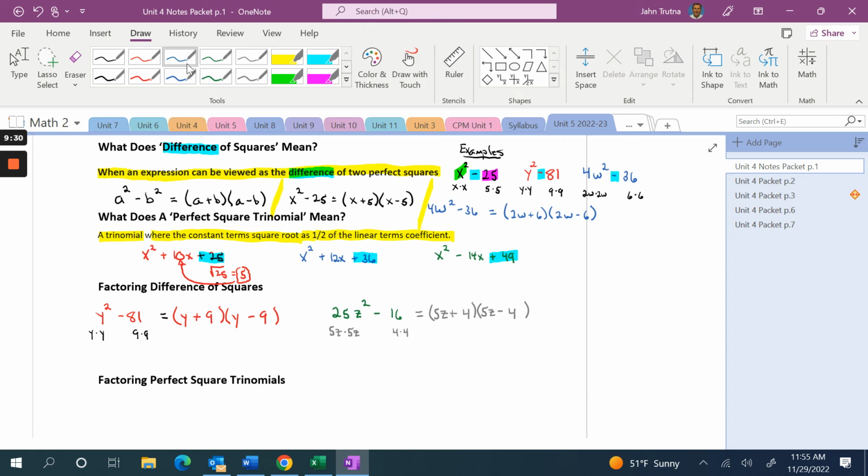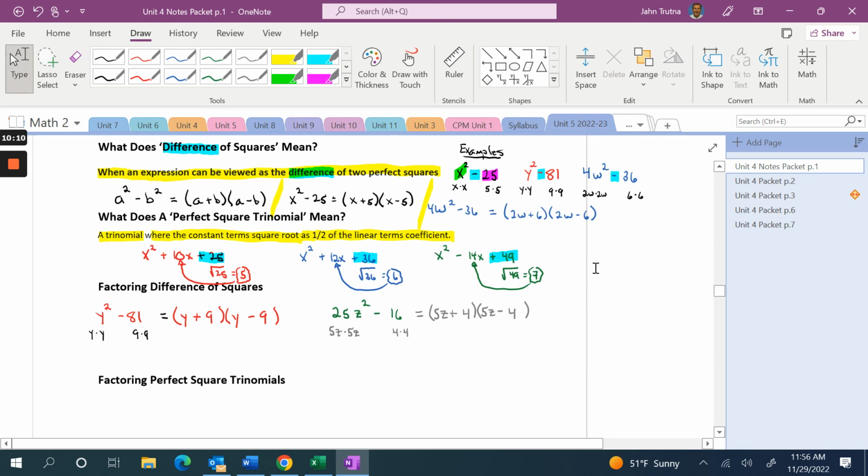Watch over here. Take the constant term, 36. You take its square root, which is 6. Notice that the square root of 36 is 1/2 of 12. Okay, if this particular situation happens, this is called a perfect square trinomial. Okay, notice in the last one, the square root of 49 is equal to 7, and 7 is half of 14.